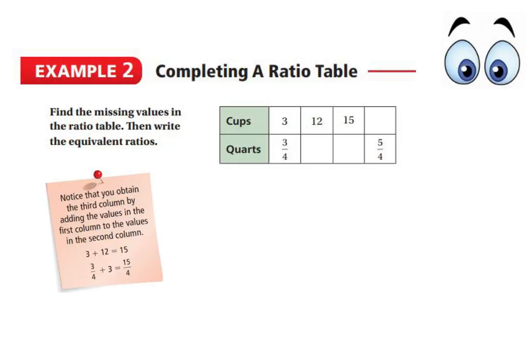In example 2, it says completing a ratio table. Find the missing values in the ratio table, then write the equivalent ratio. So let's think about how we would get from 3 to 12. We'd multiply by 4. So we need to do the same thing down below. 3/4 times 4. 3 times 4 is 12, and 4 times 1 is 4. 12 over 4 is 3.